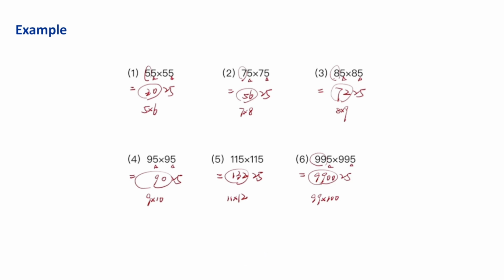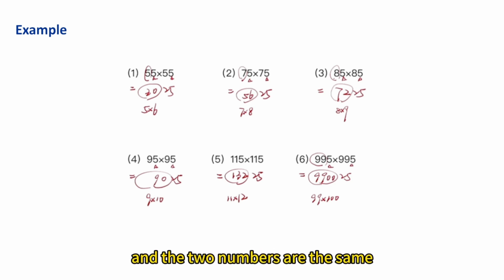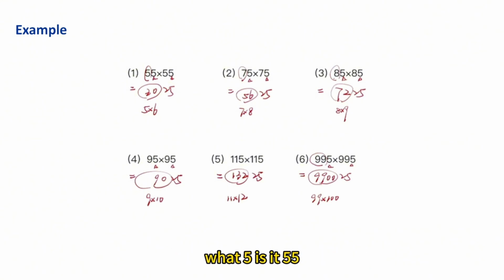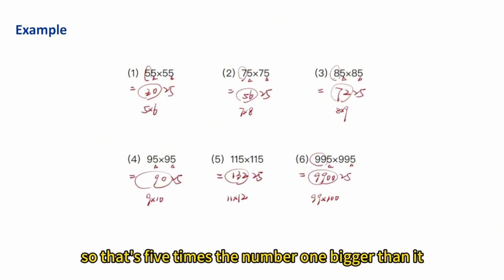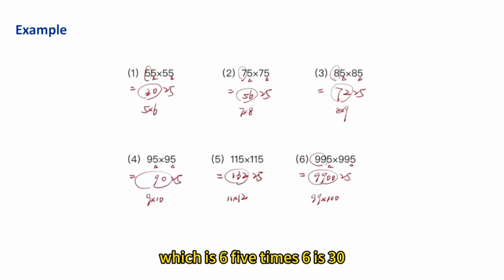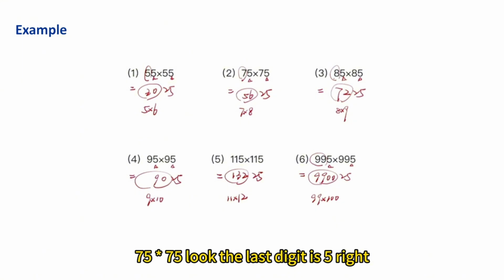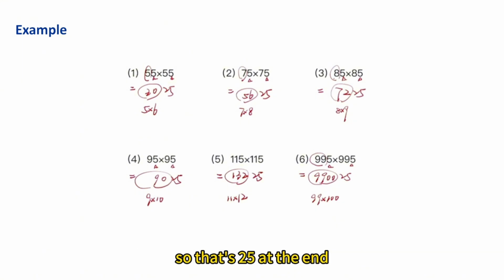It's very simple. Look, 55 times 55. The last digit is 5, and the two numbers are the same. I'll write down the 25 first, then for the number in front, what is it? 5. So that's 5 times the number 1 bigger than it, which is 6. 5 times 6 is 30. 3025. 75 times 75. Look, the last digit is 5, right? So that's 25 at the end. Then for the number in front, you look in front of the 5 is a 7. So that's 7 times 8, which is 56. So it's 5625.